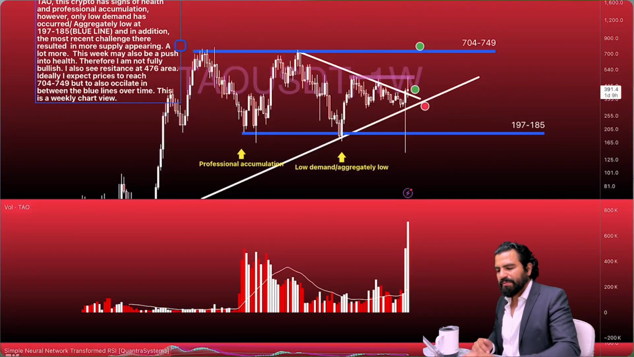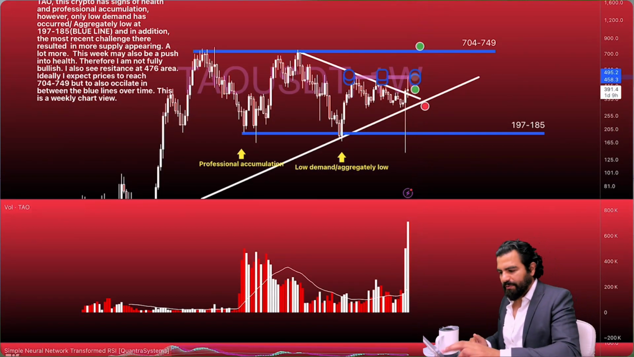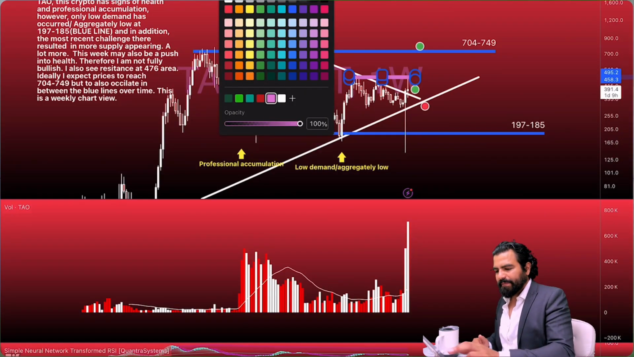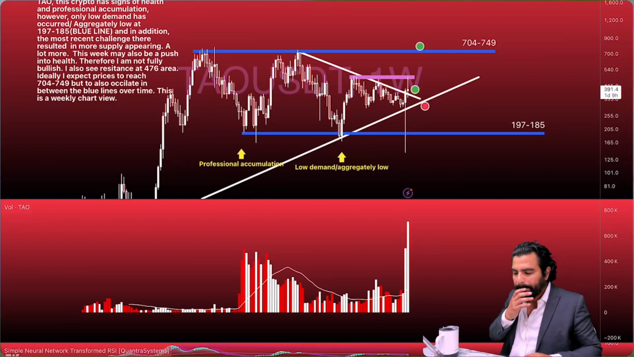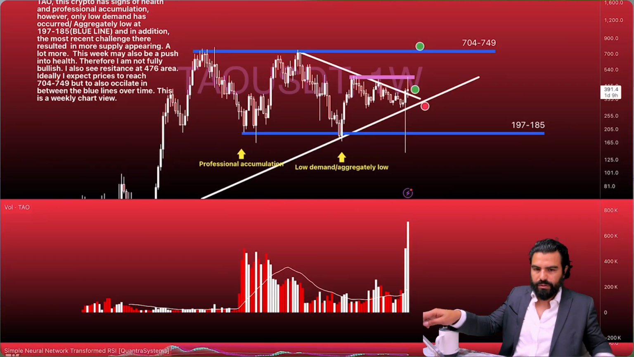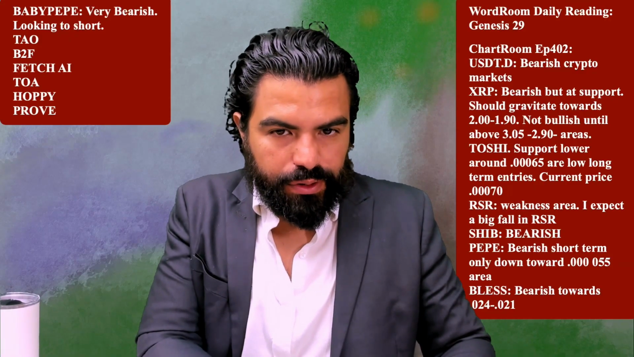So I'm not going to be super bullish. This crypto, even though I like where we're at, I don't trust where we're at. Anyone else have any other questions for me regarding Tau, neutral to bullish?